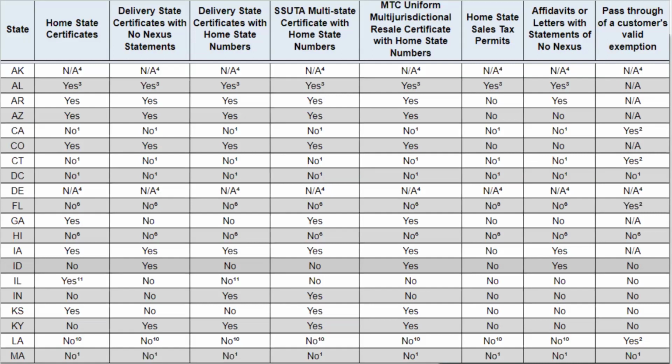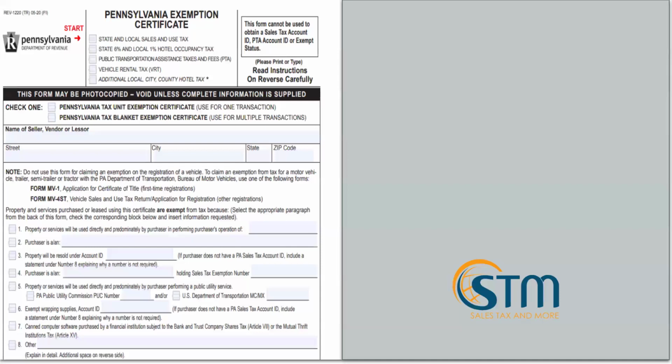Let's look at some actual certificates. So this is a Pennsylvania certificate. And Pennsylvania is not one of the 10 tough states. You can actually go out to the internet, type in Pennsylvania resale, and you can download this certificate. When you're filling it out, you want to check that top box up there, state and local sales and use tax. Then you're going to come down. It says check one. So remember in the very beginning, we said check blanket exemption certificate in most instances. Well, that's what it's here.